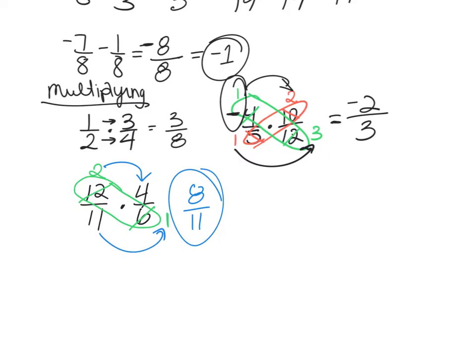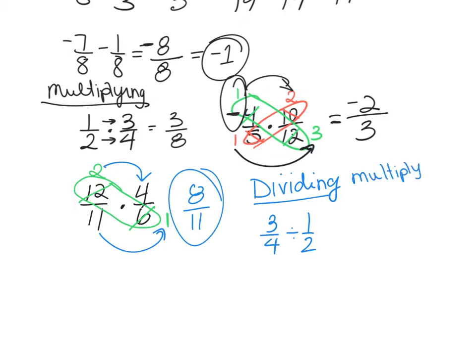And then dividing. To divide fractions, we multiply by the reciprocal. So we keep the first one the same. We change it to multiply, and then we flip the second fraction.